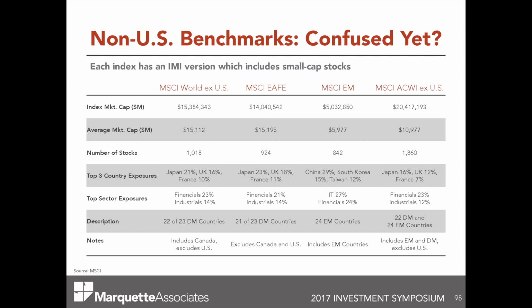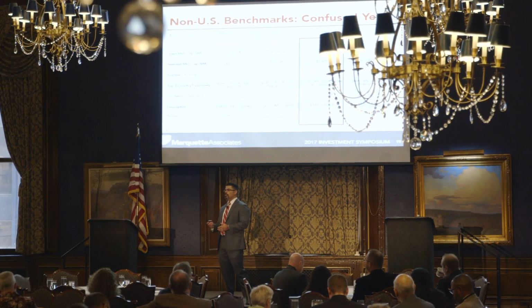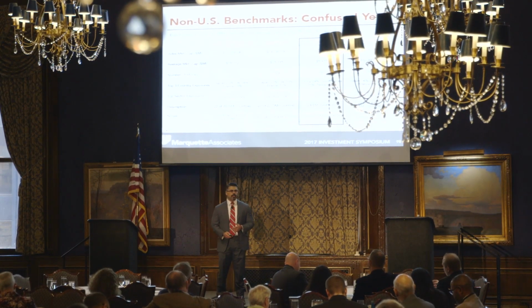Both of these are developed country benchmarks, and the primary difference between the two is that the World ex-US includes Canada, and Canada makes up 9% of that benchmark. Moving to the right, MSCI EM Index. This is composed of 24 emerging countries. Now, an interesting point on this index is, when we think about emerging markets, oftentimes we think about commodities. We think about energy, we think about materials as being the heavy sectors in that index. Actually, the top sector in that index in EM is information technology, and that makes up 27% of the overall index. That really speaks to some of the changing investment opportunities that you can see in that asset class.